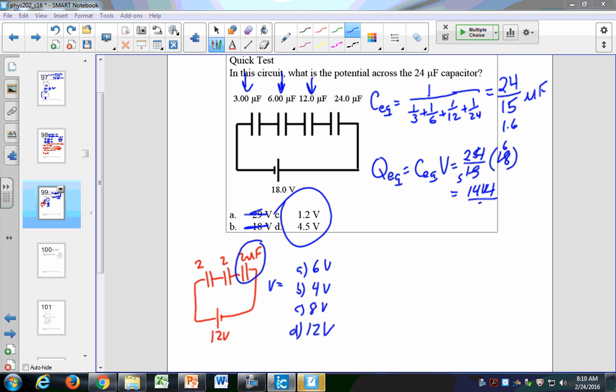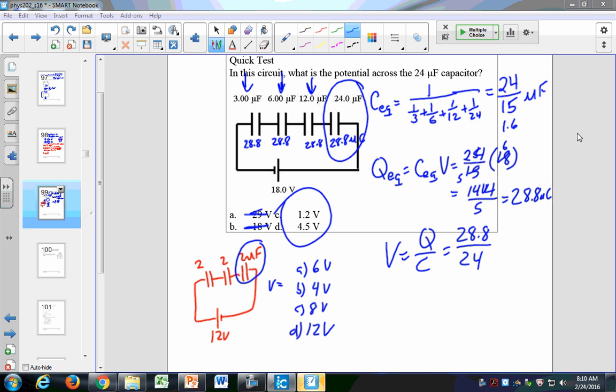144 over 5. What is that in decimal form? 28.8. So each of these have 28.8 microcoulombs. So now I come to this one, and I say, well, I know the charge, I know the capacitance, I want to know the voltage. That's V is Q over C, which is going to be 28.8 over 24, which is going to be 1.2 volts. And that's our answer.